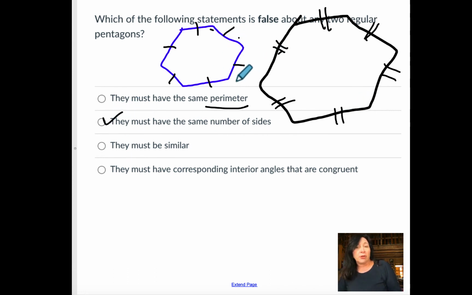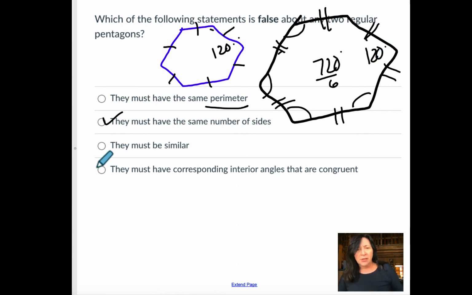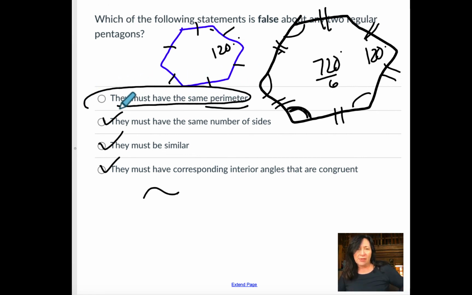They have to be similar because they all have the same angles. This is a hexagon, which means that each angle is 120 degrees, because if you take 720 and divide it by 6, that's 120. So they have to be similar, and all of the interior angles have to be congruent. Polygons are similar if you make them bigger and smaller, but they're not going to have the same perimeter. So that's the false statement.